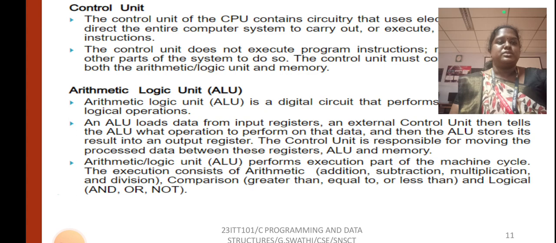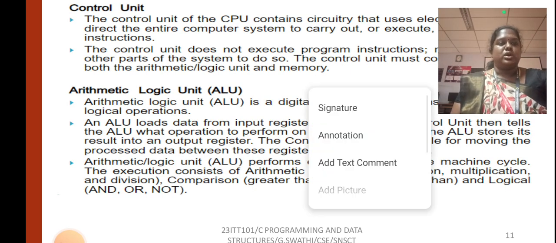ALU performs the execution part of the machine cycle. The execution consists of arithmetic, comparison and logical operations, etc. Arithmetic means addition, subtraction, multiplication, division. Comparison means greater than, equal to or less than. Logical means AND, OR, NOT.